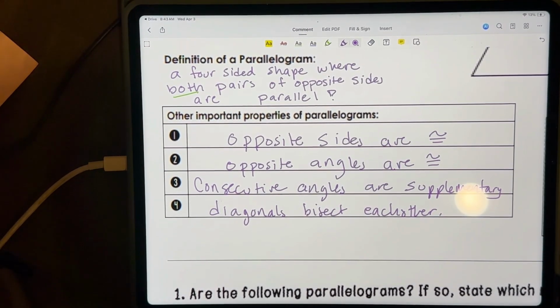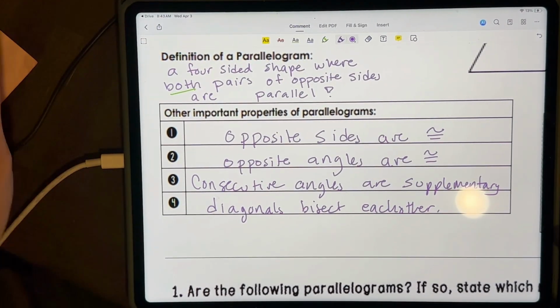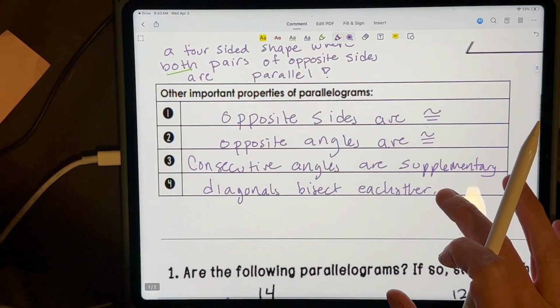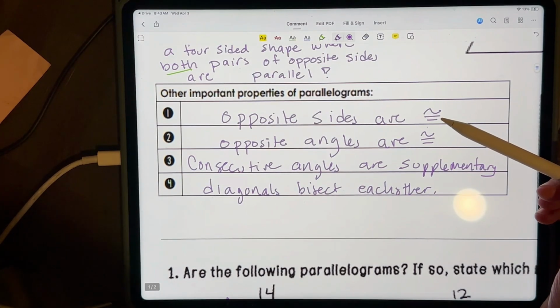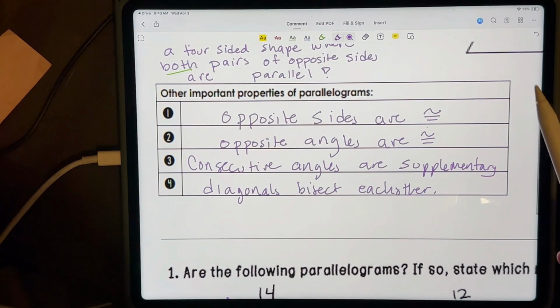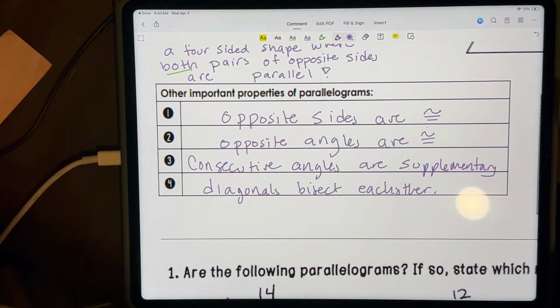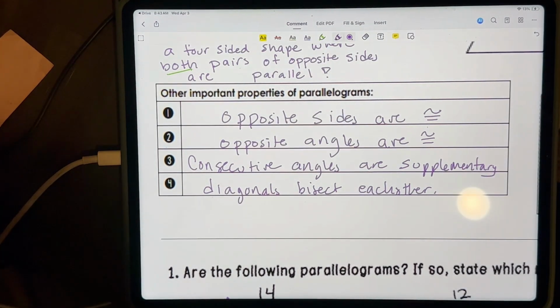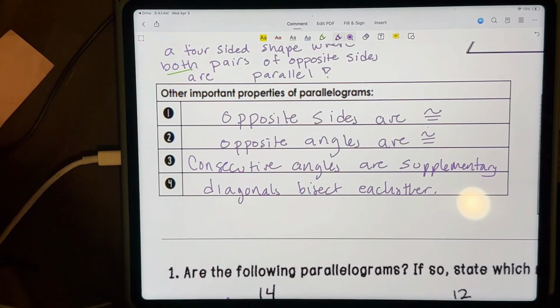The important properties of parallelograms, which we're going to fill in in a second, are that opposite sides are congruent. So either the left and the right have to be the same measurement, or the top and the bottom have to be the same measurement, because they have to be equal distance. If they weren't equal distance, then it would be a trapezoid. Again, I'll explain more of this in a second.